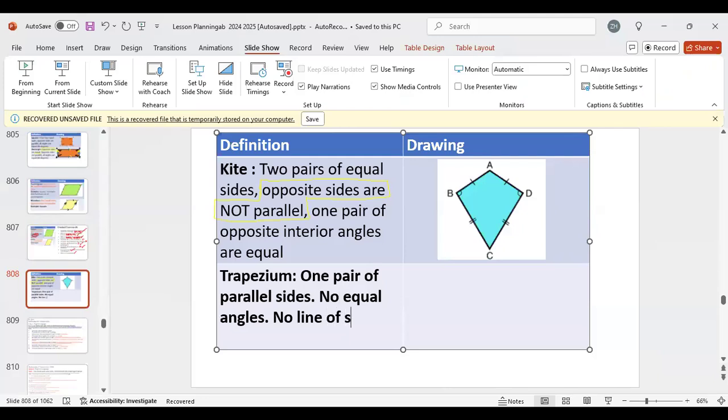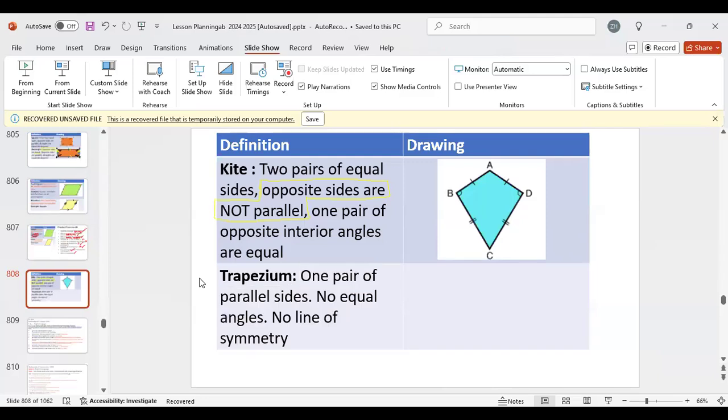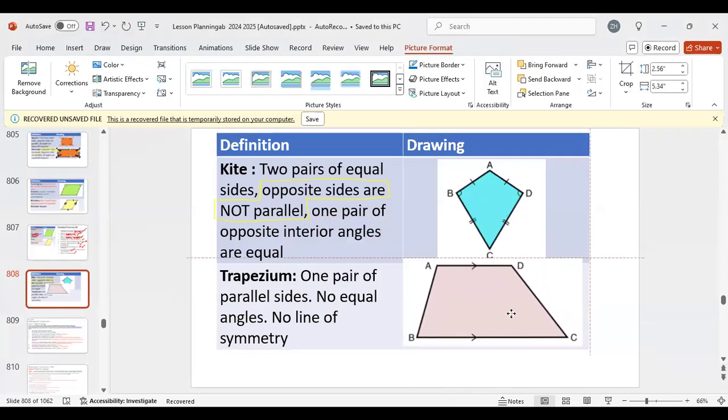No line of symmetry. Do y'all know what a line of symmetry is? What is a line of symmetry? A line that cuts the shape in half. Very good. A line that cuts the shape into two identical halves, such that one side is exactly identical to the other side, or such that one side is the mirror image of the other. That's what we mean by a line of symmetry.